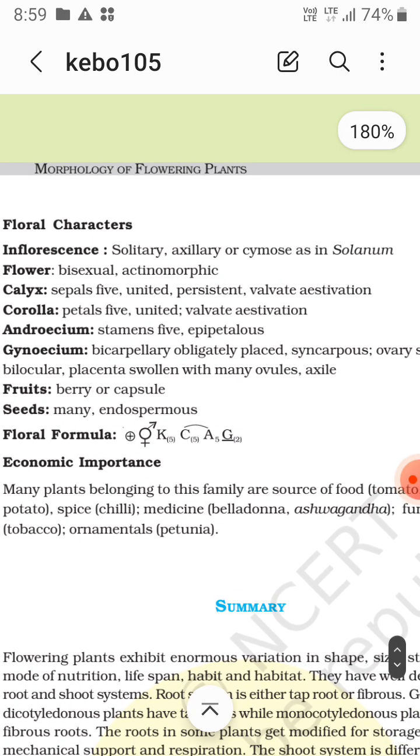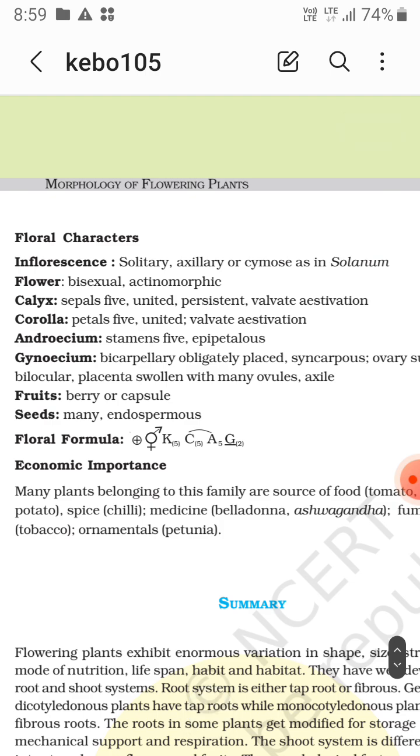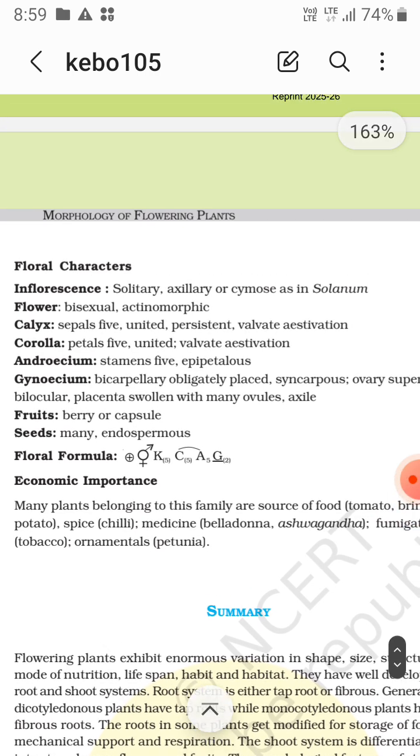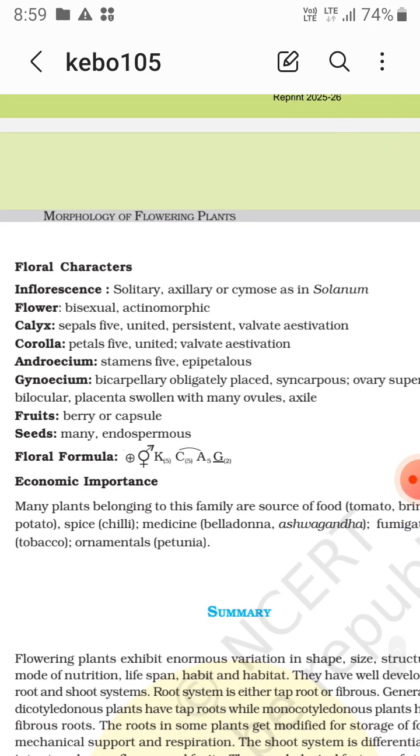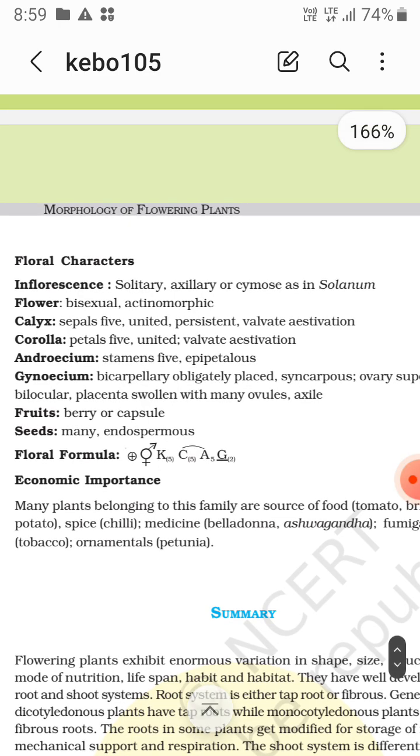Inflorescence, solitary, that is a single flower, axillary or cymose, as in Solanum, right? Flower is bisexual and actinomorphic. Calyx, sepals 5, and corolla, petals 5, united, then persistent and valvate aestivation. What is valvate aestivation? When the sepals and petals just touch each other at the edges in a successive manner. An example is Calotropis, that is valvate.